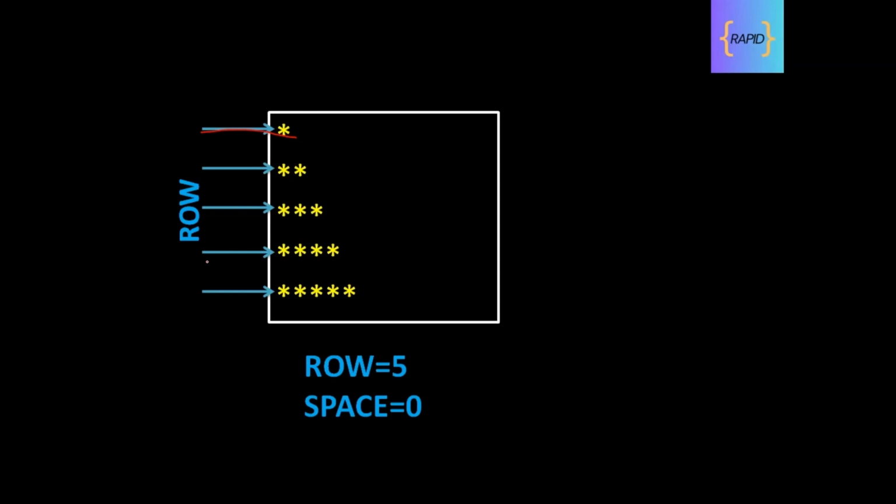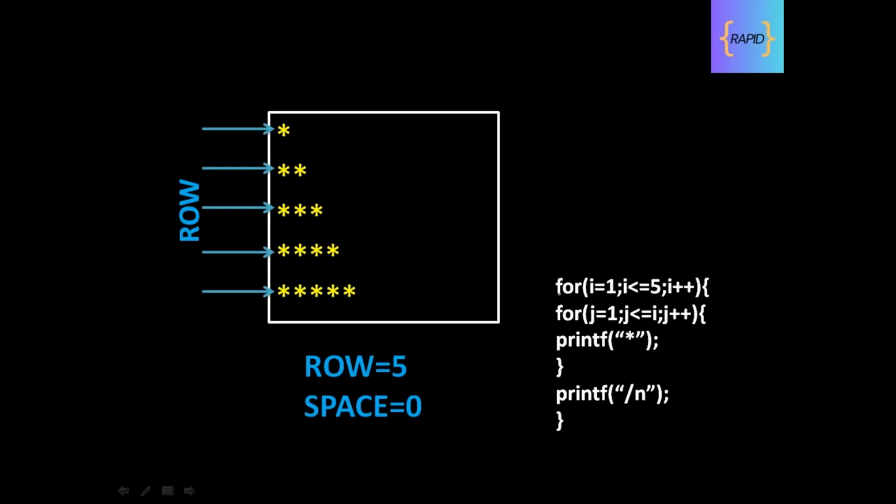So how can we achieve this? We can achieve this by using two for loops. One for loop is for printing row 1, row 2, row 3, row 4, like this, for jumping from one row to another row. And the second for loop will be for printing the stars. Okay, so let me show you in the program so you will understand more properly.